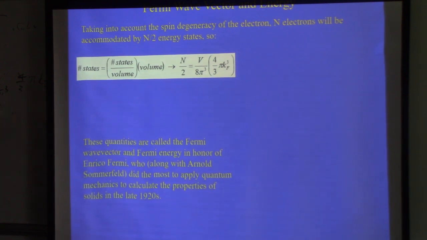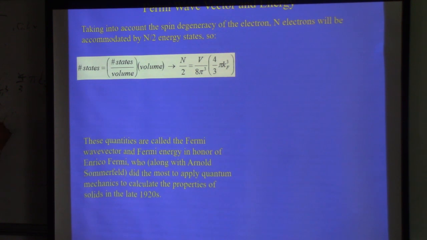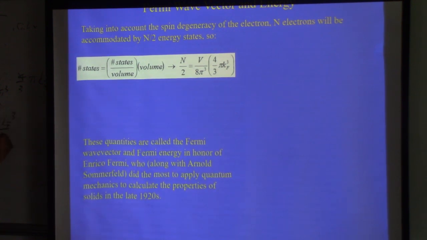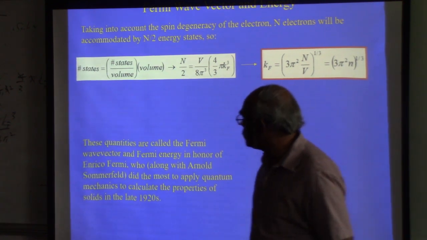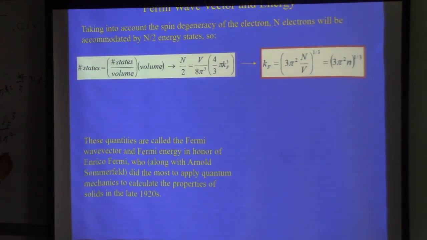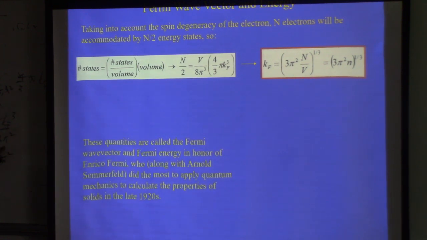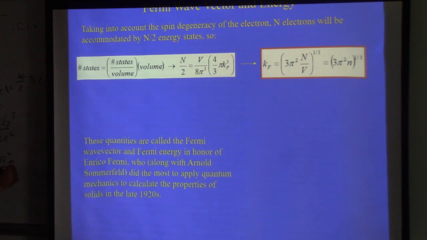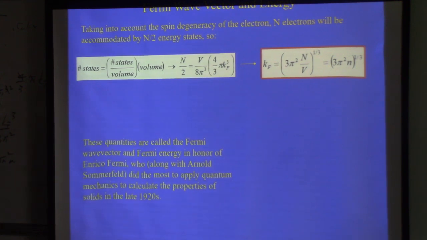Then I get N over V equals pi Kf cubed over 3 pi squared. So if you write Kf cubed, N over V is basically 3 pi squared. Usually we write N over V as simply n. n is the electron density, that means number of electrons per unit volume. That means Kf cubed equals 3 pi squared n. There's no pi left here. 3 pi squared n, that's it, right? Then Kf equals the one-third power of this.